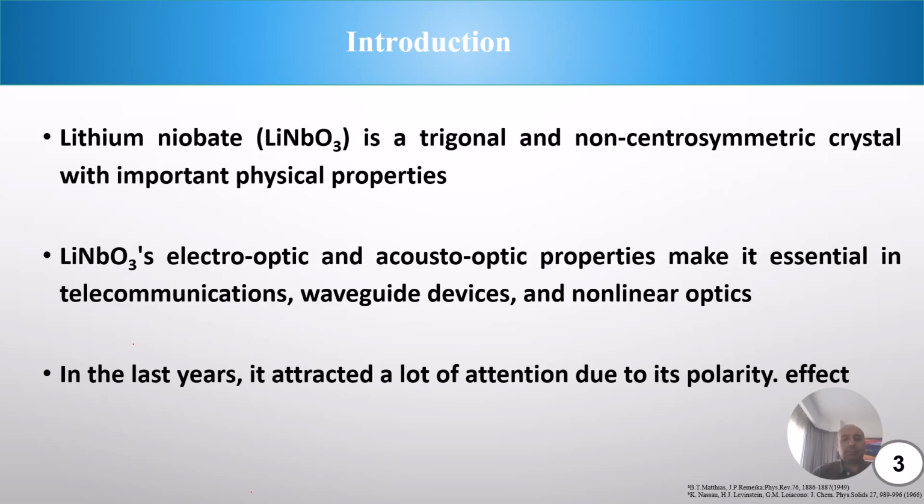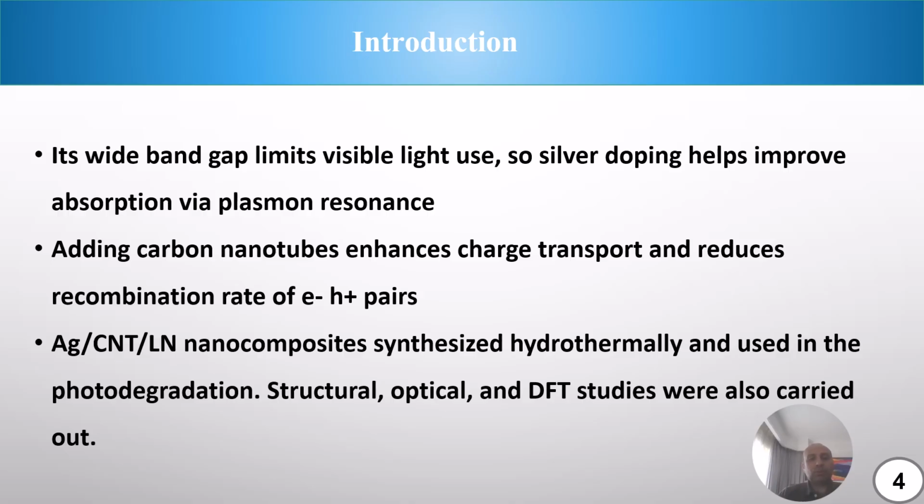However, due to the polarity effect, in the last years it has attracted a lot of attention for photocatalysis applications, for example water splitting for hydrogen production, and also for solar cell applications. One of the main challenges is its wide band gap, which limits visible light use. That is why it is important to adopt a noble metal like silver. Noble metals like silver and gold possess an interesting property called surface plasmon resonance, which will shift and extend the absorption of the semiconductor. But it is not sufficient. It is also important to increase the conductivity and reduce the recombination rates. That is why we can add multi-wall carbon nanotubes.